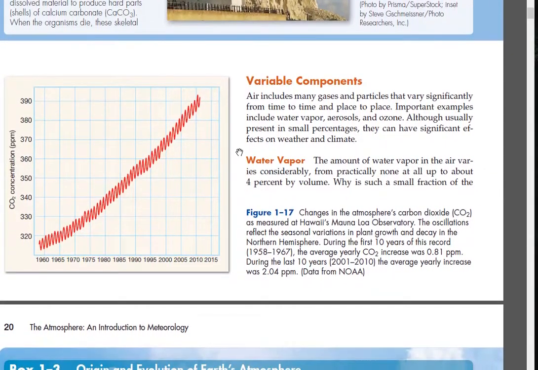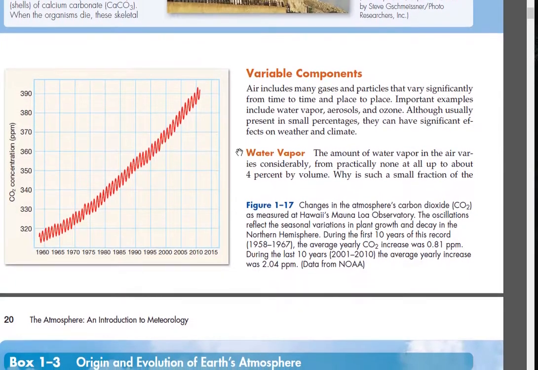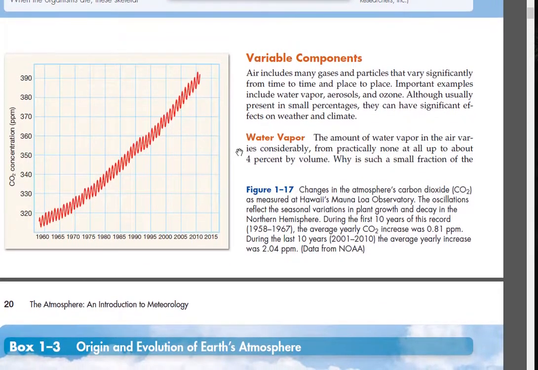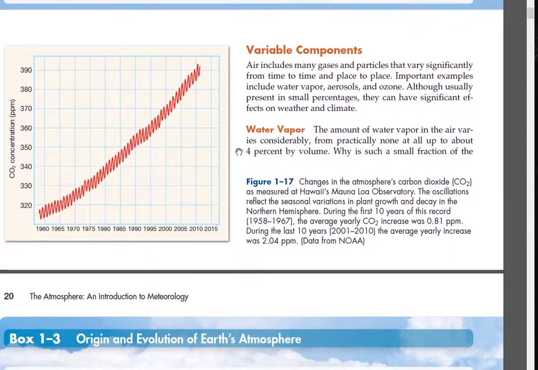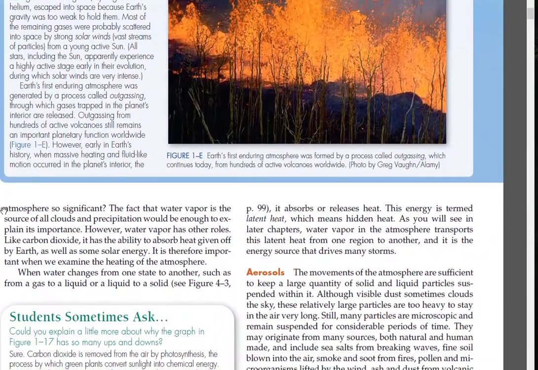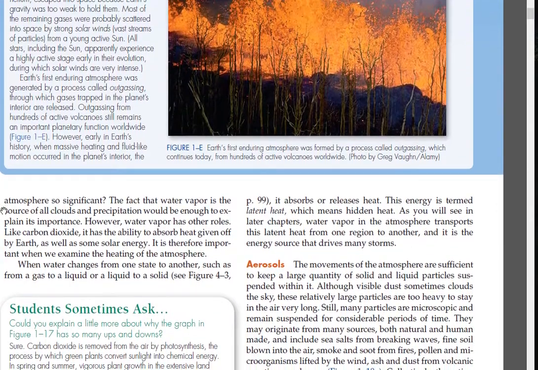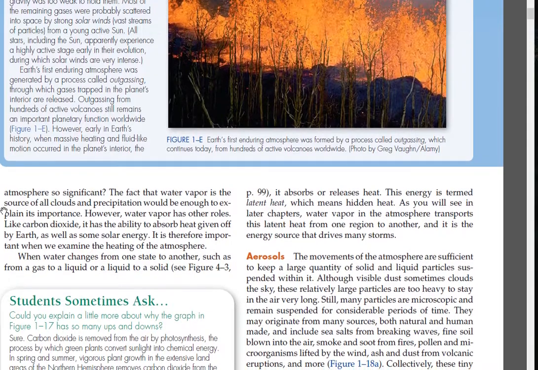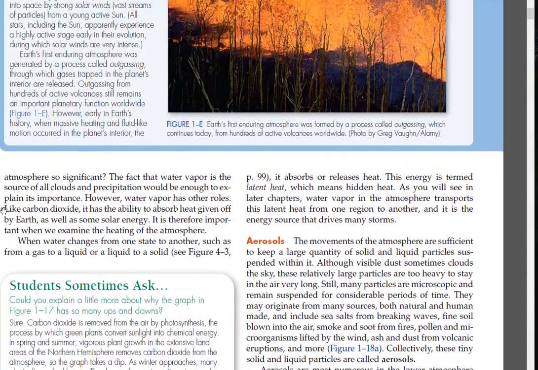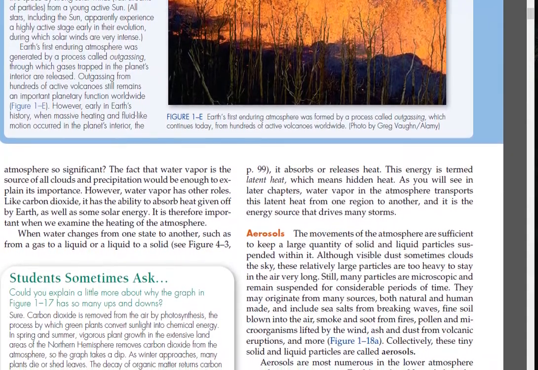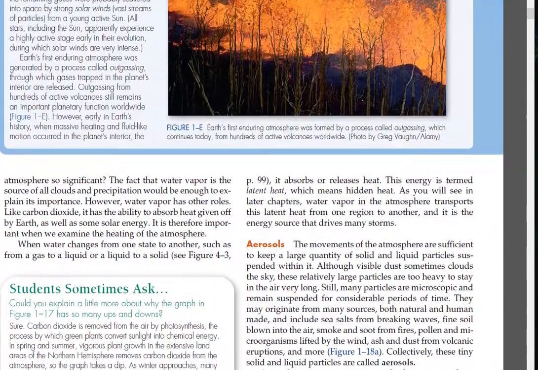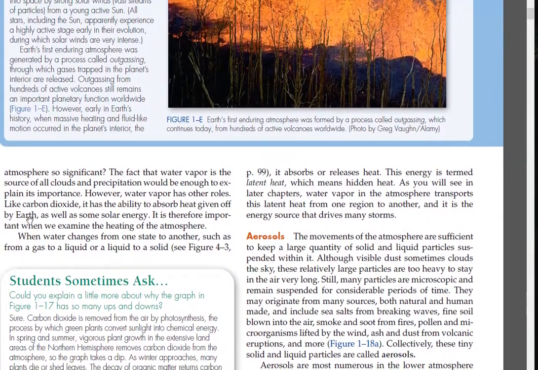Water vapor. The amount of water vapor in the air varies considerably, from practically none at all up to about 4% by volume. Why is such a small fraction of the atmosphere so significant? The fact that water vapor is the source of all clouds and precipitation would be enough to explain its importance. However, water vapor has other roles. Like carbon dioxide, it has the ability to absorb heat given off by Earth, as well as some solar energy. It is therefore important when we examine the heating of the atmosphere.